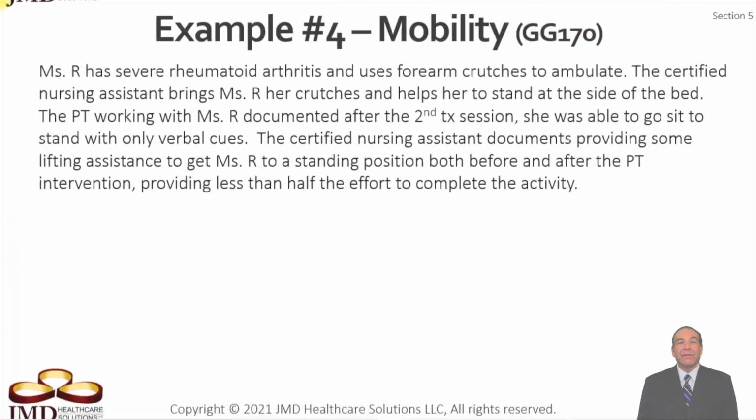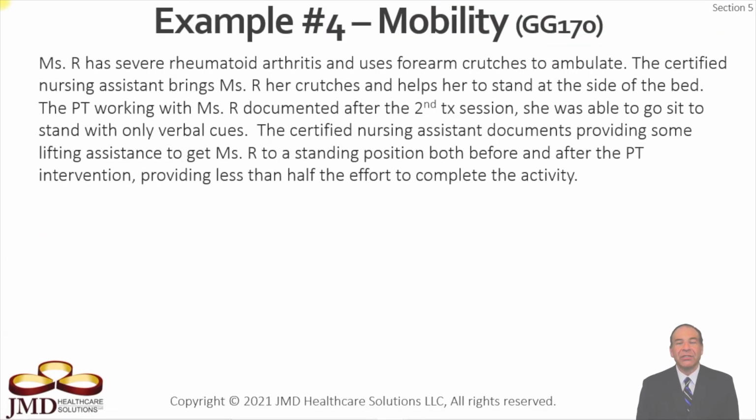Okie dokie. Number 4, mobility, GG 0170. I put only 70, but that's okay. Mrs. R has severe rheumatoid arthritis and uses forearm crutches to ambulate. The CNA brings Mrs. R her crutches and helps her to stand at the side of the bed. The PT working with Mrs. R documented after 2 treatment sessions, she was able to go sit to stand with only verbal cues.